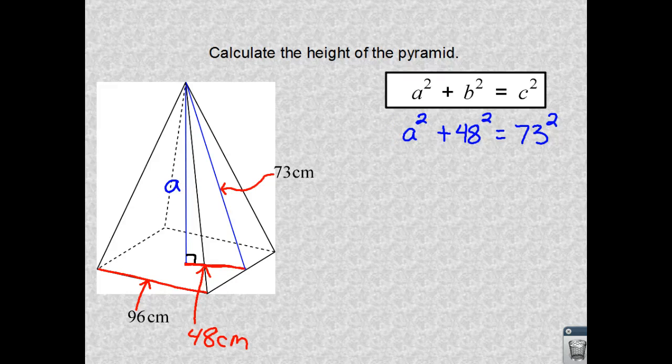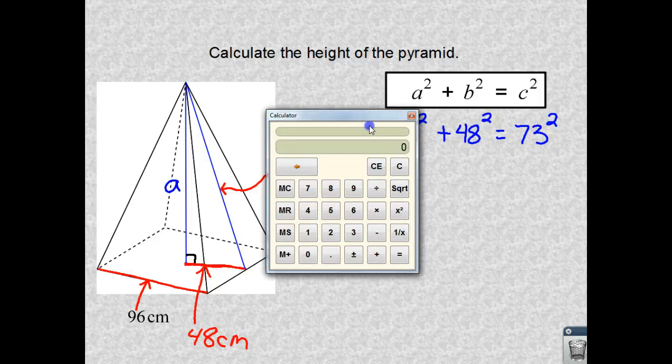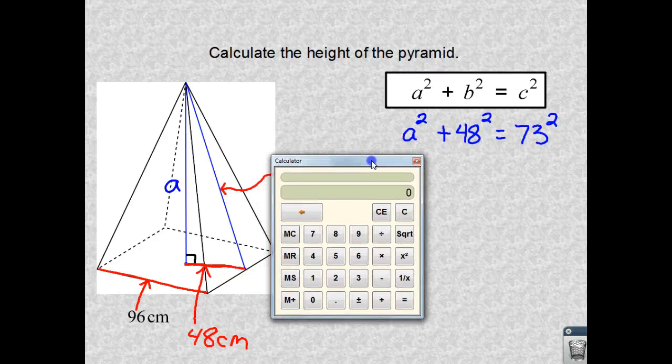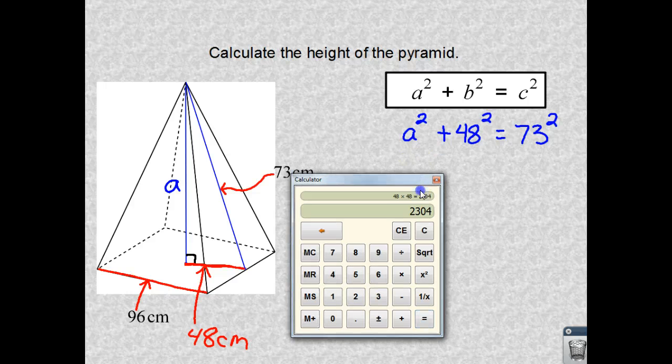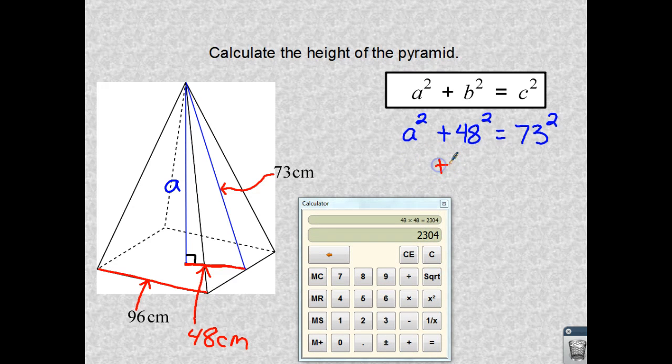All right, we've been working with the theorem. We just have to substitute our numbers. Actually, we're going to calculate them using the calculator. They're quite large right now. And we have 48 squared. That means 48 times 48. That is 2,304. Don't be intimidated by the larger numbers today. The process is still the same.